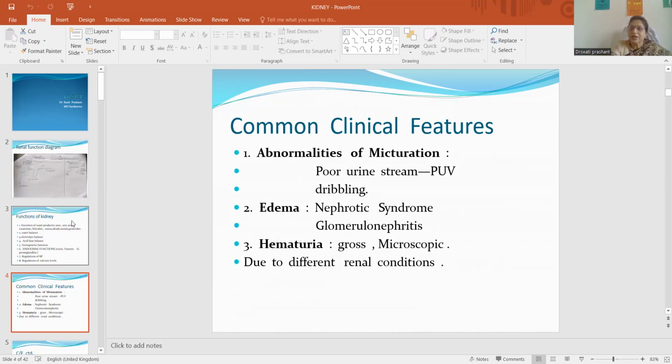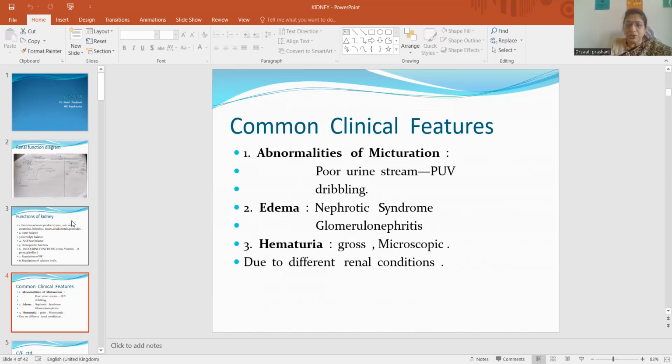Common clinical features, what a renal patient has: abnormalities of micturition, poor urine stream due to posterior urethral valve, commonly seen in infancy, or there may be dribbling of urine. Second common one is the edema. Abnormalities of micturition are only seen in congenital malformations, otherwise they are not that much seen. The most common clinical feature a renal patient has is edema, especially starting over the face and then going down. So the common causes are nephrotic syndrome, glomerulonephritis, UTI. These are the common problems which have edema.